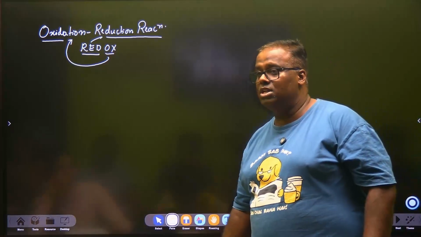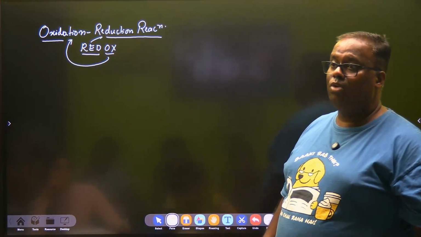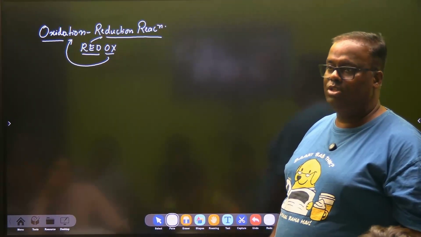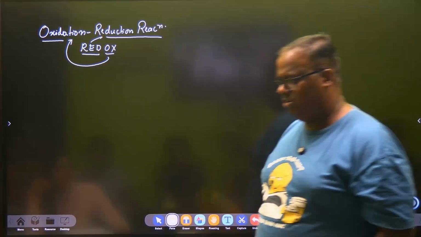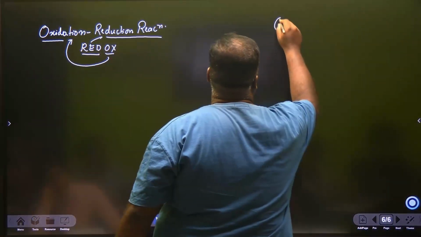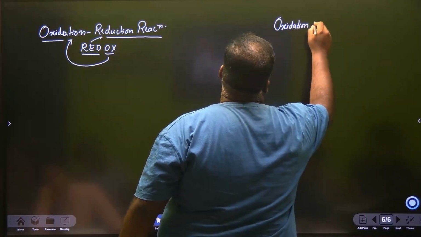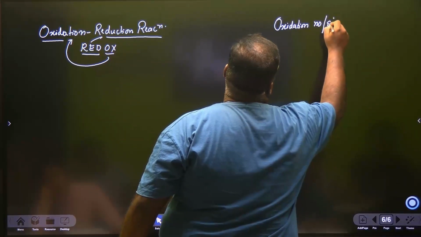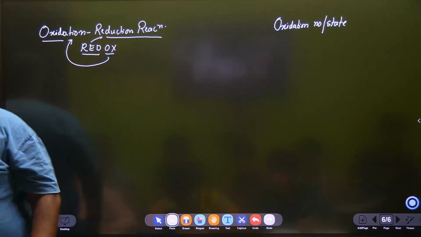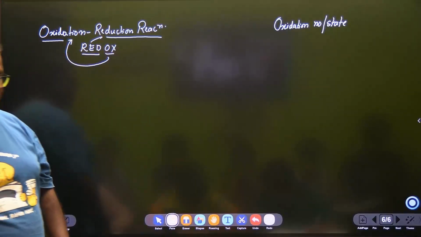In this, you will say, sir, where does it happen? In the same reaction. Our job will be to identify which is the oxidation reaction and which is the reduction. Okay, so let's park this on one side and understand a concept called oxidation number or oxidation state. Not a grade 10 topic, a grade 11 topic, but it will make you understand easily. Clear?